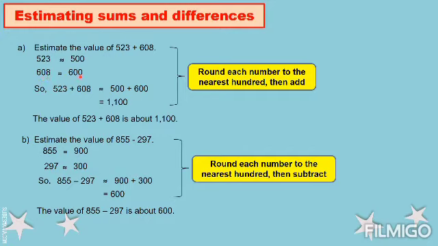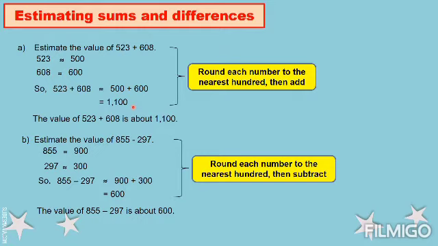So class, that's the time now. After rounding off, class, we will add the rounded numbers. So 500 plus 600 equals 1,100. This is the answer. Again, class, before you add, you will estimate first to the highest place value.